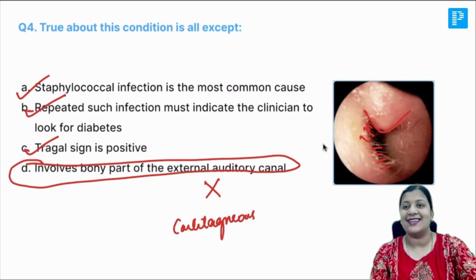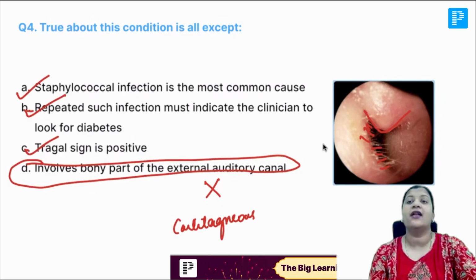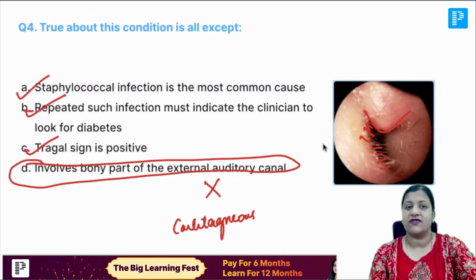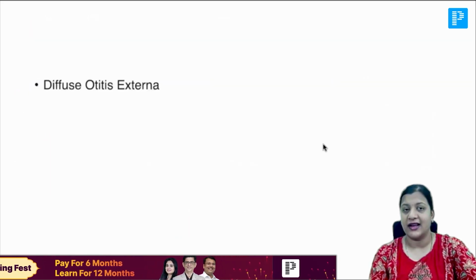Statement. The rest of the three statements are absolutely true. So the learning question here is, you need to know the image, you need to know the organism, which is Staphylococcus. You should understand that there are hair follicles only in the cartilaginous part. And if somebody is having repeated such infections, you should look for underlying conditions like diabetes.